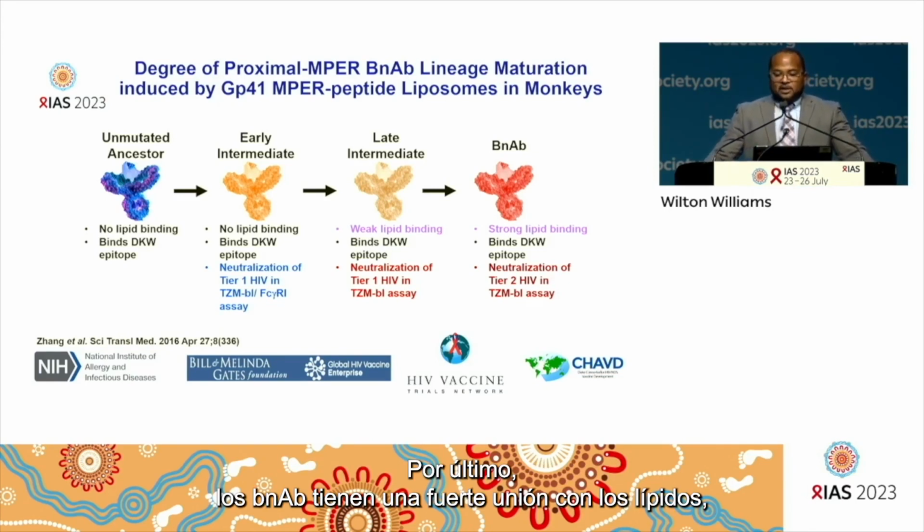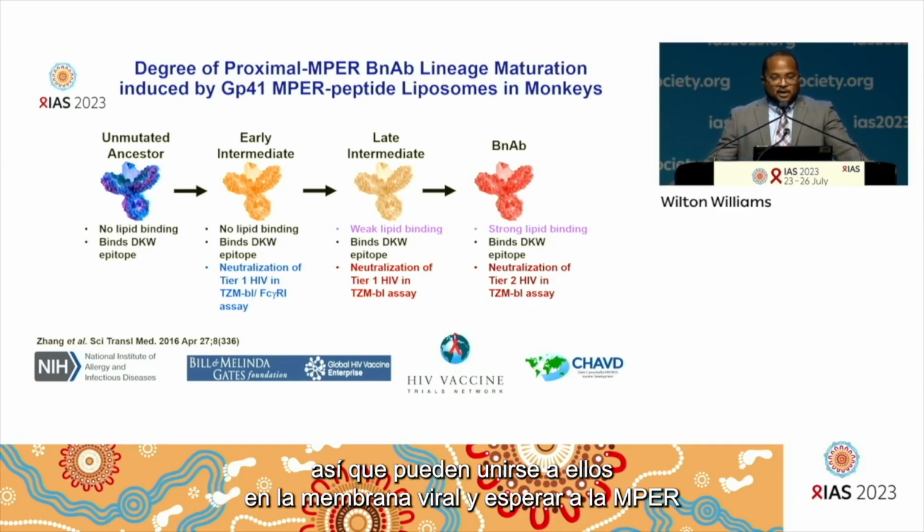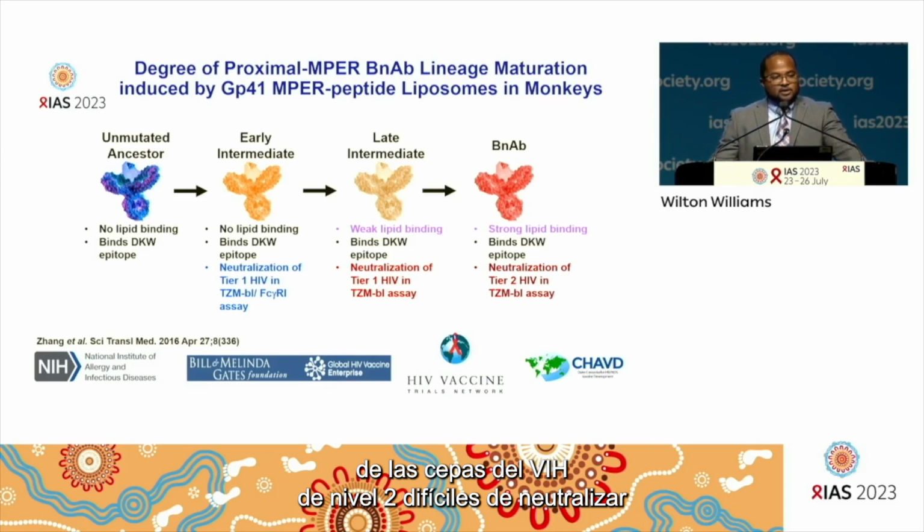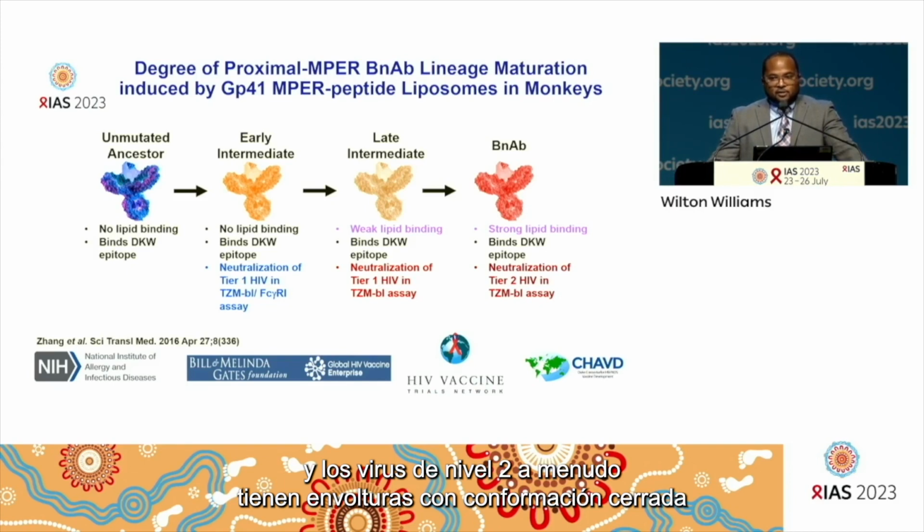And finally, the bNAbs have strong lipid binding, so they can bind to the lipids in the viral membrane and await MPER during the viral fusion-mediated process. And these bNAbs are associated with neutralization of the difficult-to-neutralize tier 2 HIV strains in the standard TZM-bl assay. And the tier 2 viruses often have envelopes with a closed conformation.